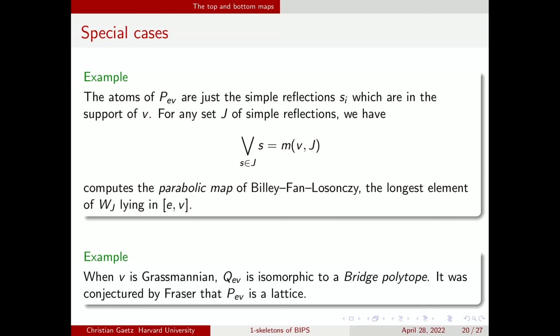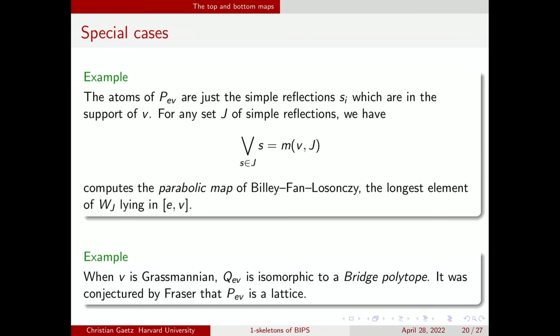This ends up recovering the results of these authors, that there's a unique longest element of the subgroup of the symmetric group those elements generate, which lies in our Bruhat interval. So this join just recovers what they call the characteristic map.